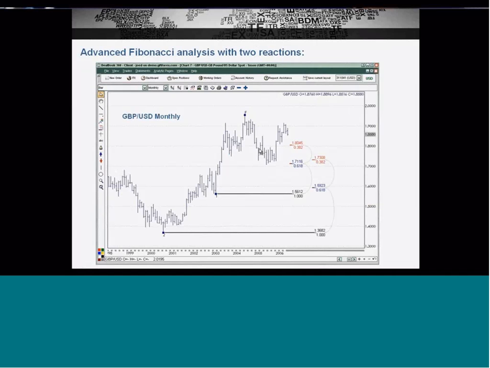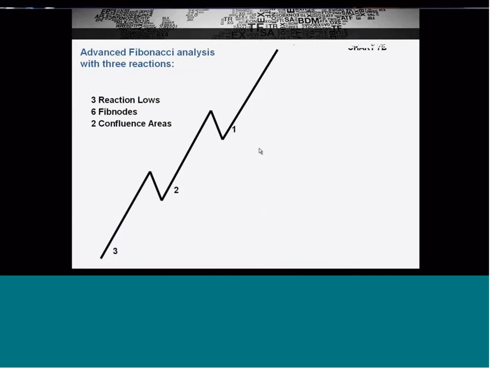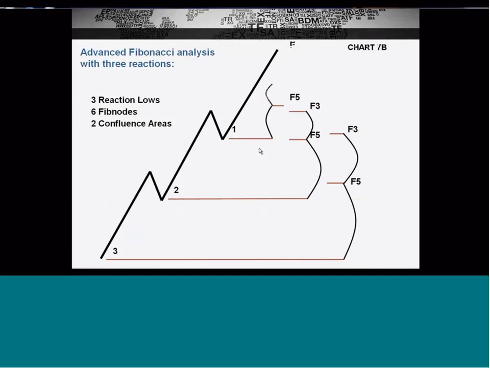Here's an example of monthly on the British pound US dollar. You can see that the confluence level supported well there. If you have a market with a focus number and 3 reactions, you can get 6 fib nodes. And in this case, you can get 2 confluence levels. 1 confluence level here, another confluence level there. A beautiful way to trade this is to buy the market just above 1 confluence level and hide your stop below another confluence level.